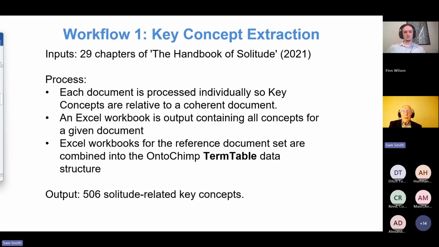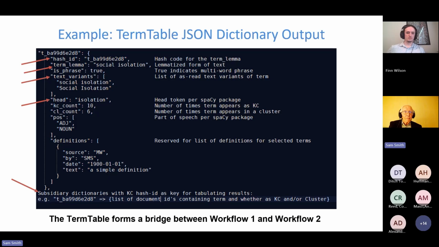This term table contained 506 distinct solitude-related key concept terms, 90% of which were multi-word phrases rather than single words. Multi-word phrases present special challenges. The term table warrants attention as it contains not only the key concept terms, but also the metadata about each term. Each term is assigned a unique 10-character hash ID that becomes the dictionary key.